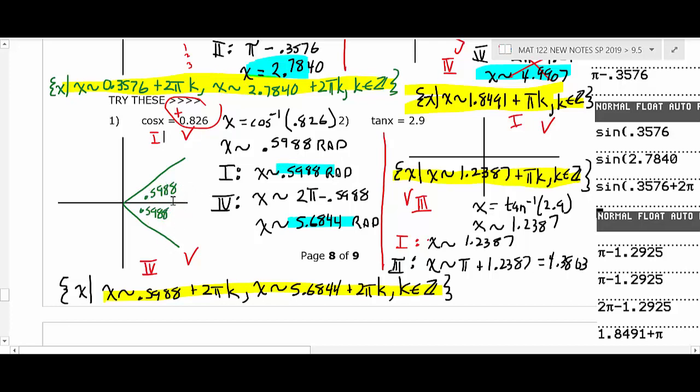So to get the quadrant 4 angle, it's 1 lap around the circle, 2 pi, less that reference angle, which would give this. And then you're just adding on the period, 2 pi k, to both of those like that.